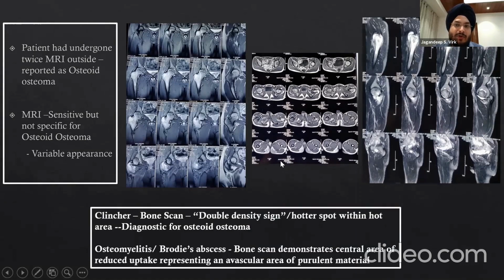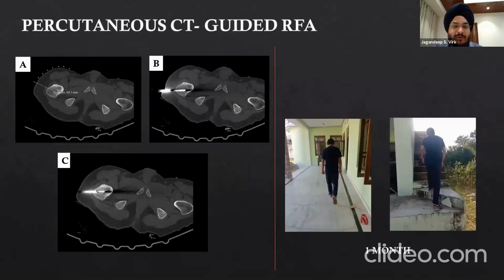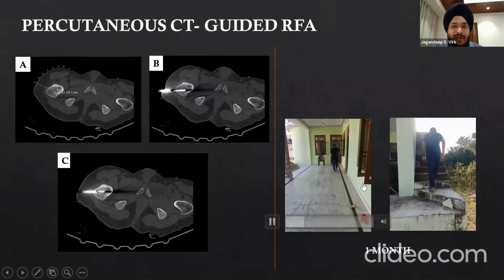Another way is we can do a bone scan, which is usually a clincher if we have to differentiate infection from osteoid osteoma. A bone scan on an osteoid osteoma will show a hotter spot within the hot area, whereas a Brodie's abscess will show a central reduced uptake area of purulent material and not a hotter spot within a hot spot. So we did the RF ablation, and this is the function at 1 month.